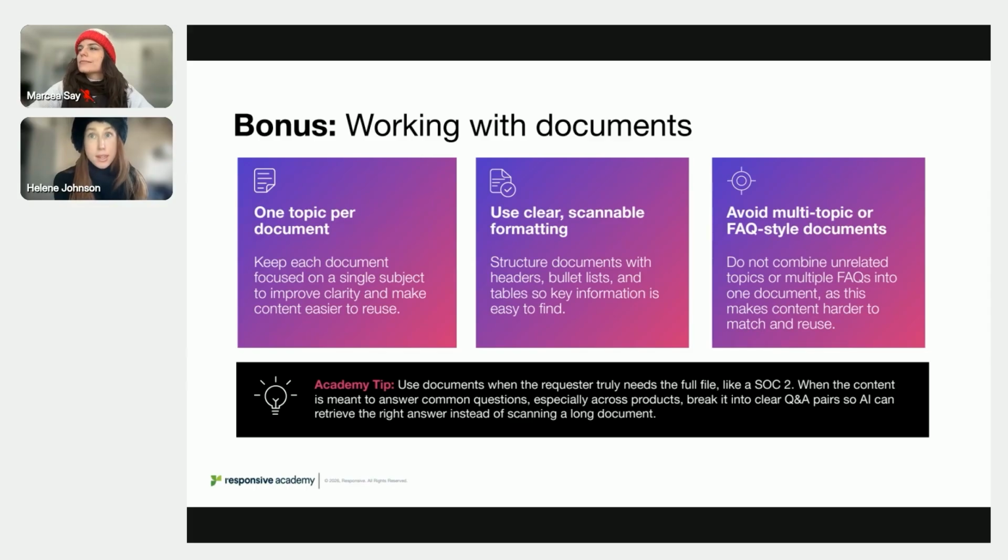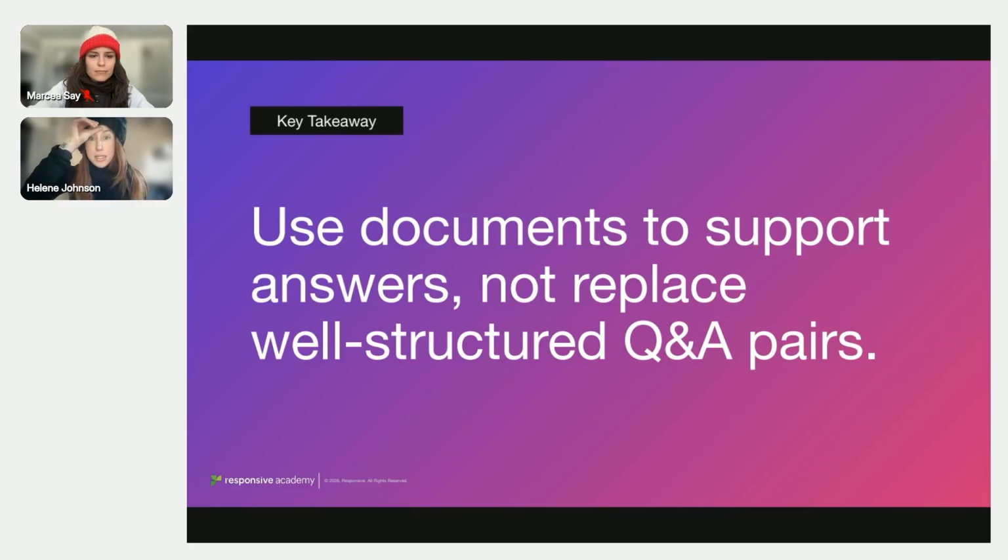Of course, if your issuer needs a true file like a SOC 2 report, you want to have that in the library, and that's a really lengthy report. But the main idea is if you're trying to have documents replace your Q&A pairs instead of being an asset to them, that's when they're better broken into clear Q&A pairs using the tips that Marcia provided. So really, the tip for documents is to use them to support answers, not replace your well-structured Q&A pairs.